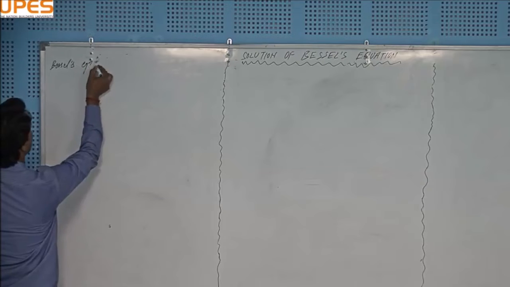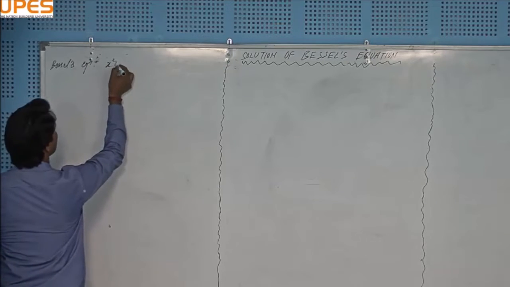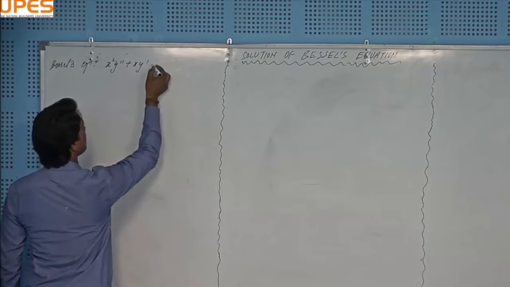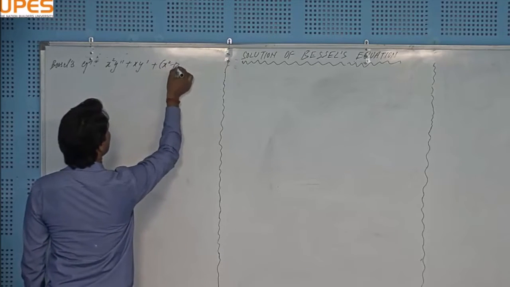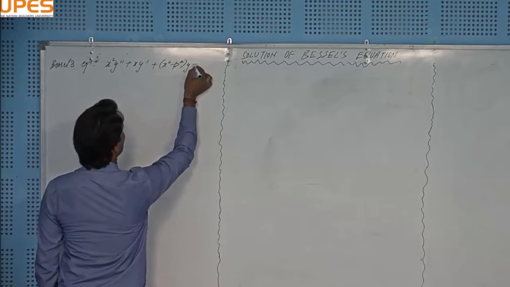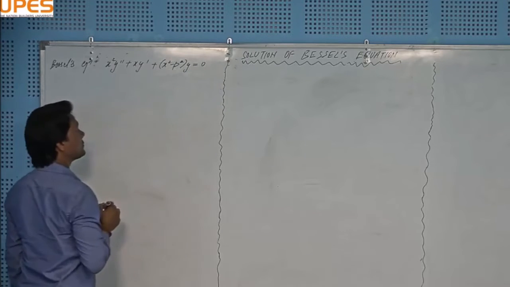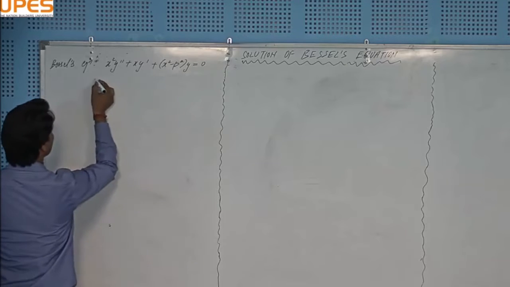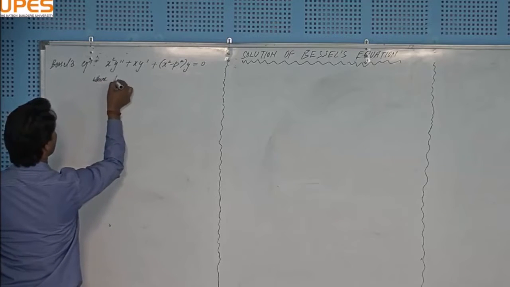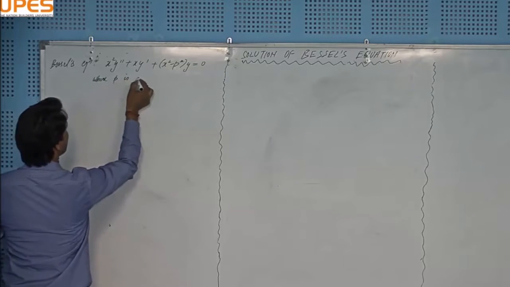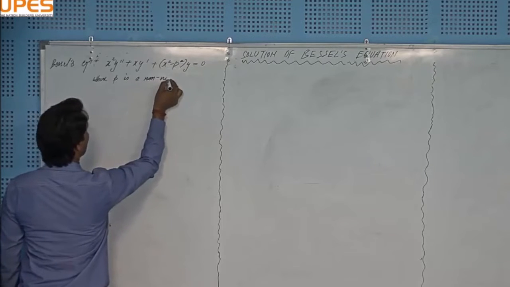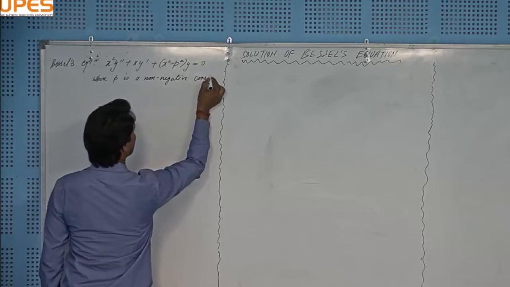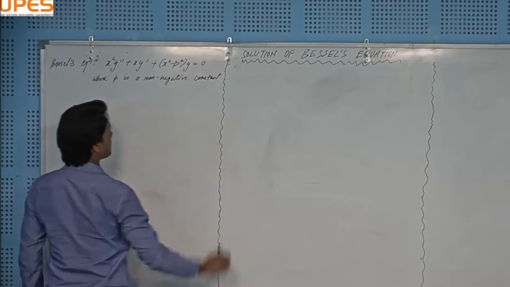Bessel's equation, that is x square y double dash plus x y dash plus (x square minus p square) multiplied by y equal to 0, right? So this is called Bessel's equation, and this p is a constant here, where p is a non-negative constant, right?